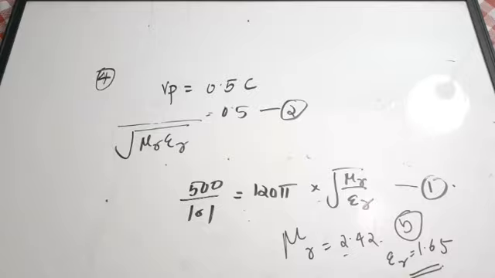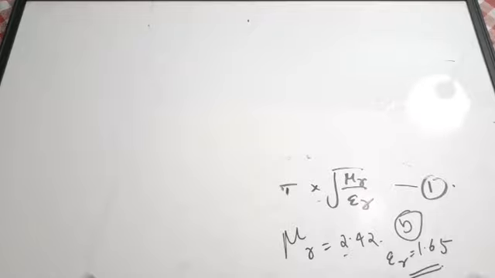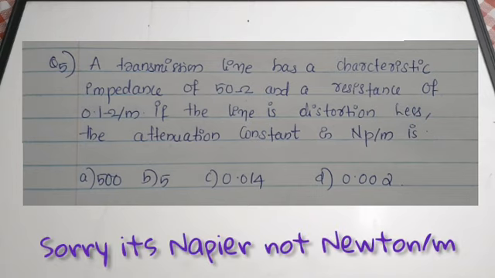Now, moving on to the fifth question. Fifth question is from transmission lines. A transmission line has a characteristic impedance of 50 ohm and a resistance of 0.1 ohm per meter. If the line is distortionless, the attenuation constant in Neper per meter is dash.